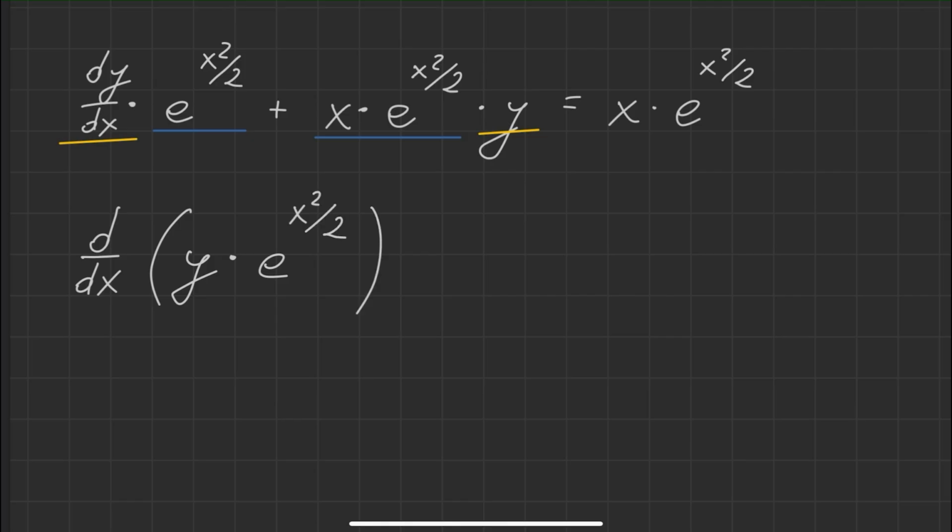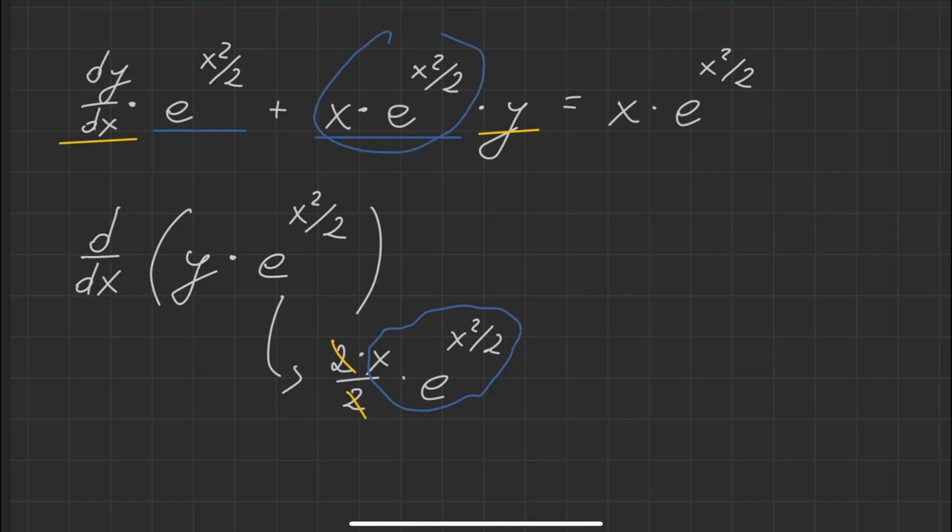You can verify it for yourself, because the derivative of this expression is simply 2 times x divided by 2 times e to the power of x squared divided by 2, where these 2's cancel out, and we are left with an identical expression to the one we have right here. So it all checks out.